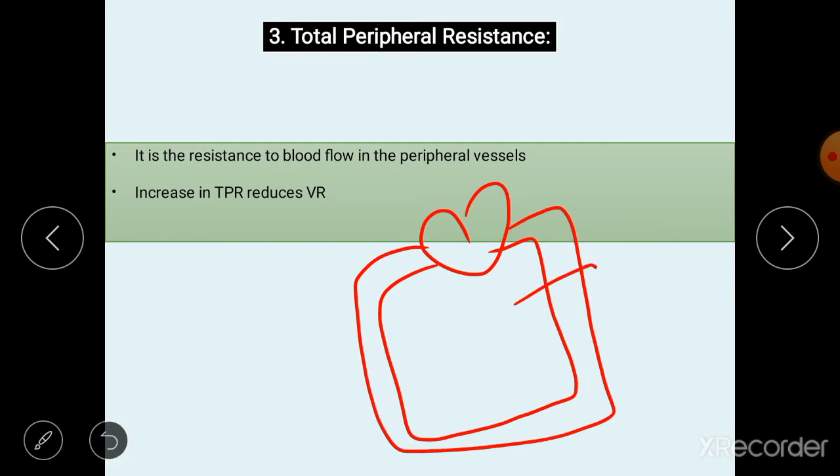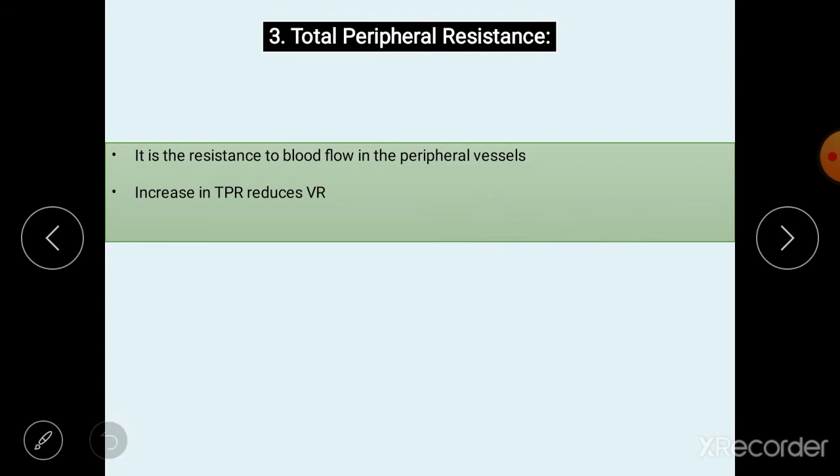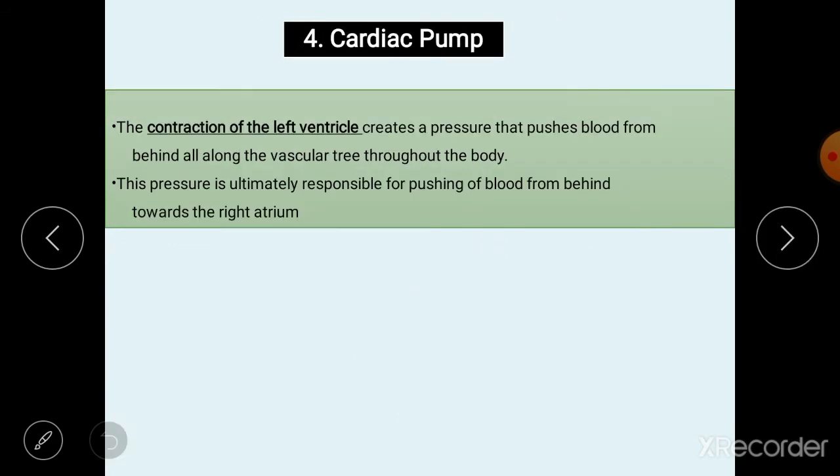Suppose here we put a clamp and we squeeze shut these blood vessels. Blood cannot flow from the arterial end towards the venous end, so total peripheral resistance decreases the venous return. Then we have the cardiac pump.